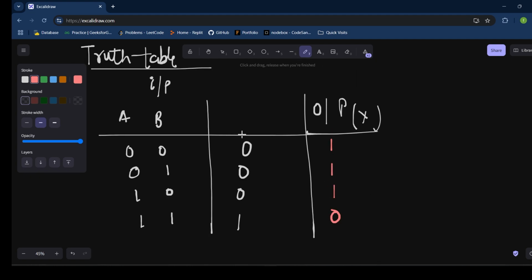And this part is only for your understanding. Please don't write this in your exams. The truth table is this much only, this A and B and the output.